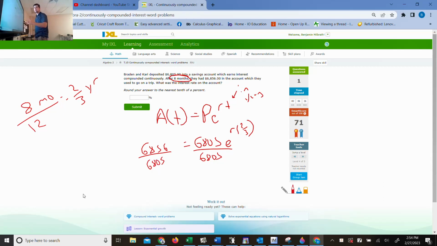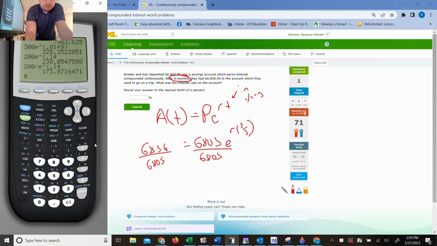We could also do Y1, Y2. You guys need to learn your logarithms, at least how to use them. 6856 divided by 6805 is that little funky looking decimal right there, about 1.0075.